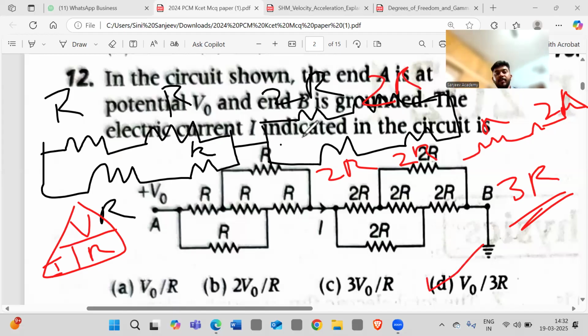V naught by 3R. Let me check in WhatsApp how many of you sent me. I think Hasini has given me.